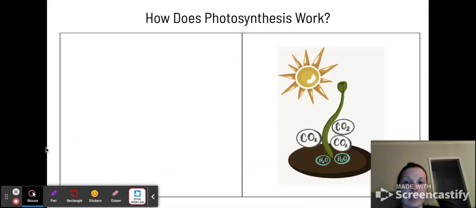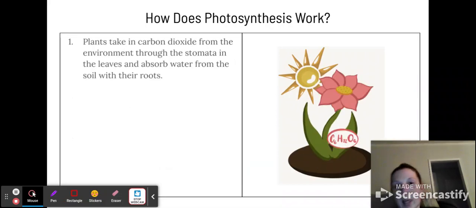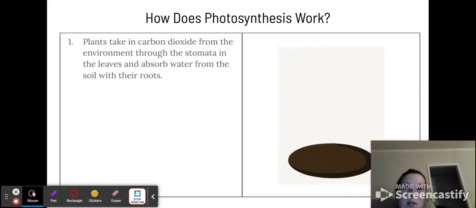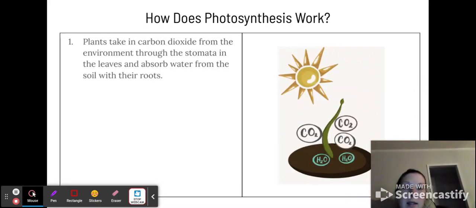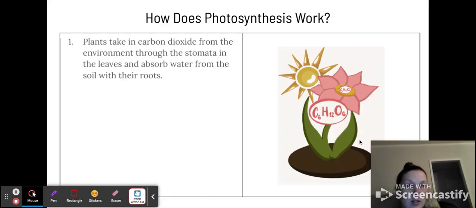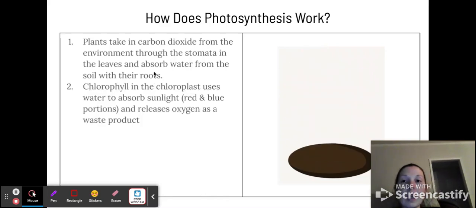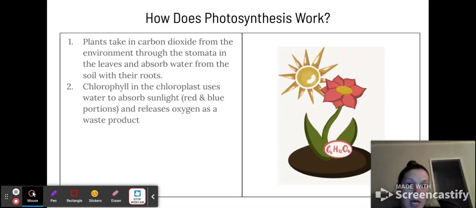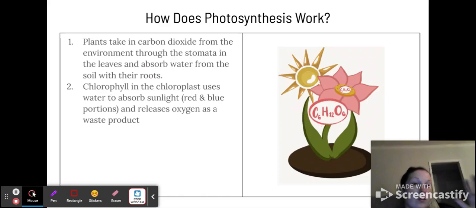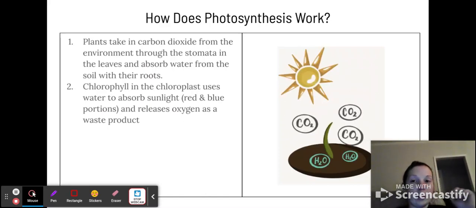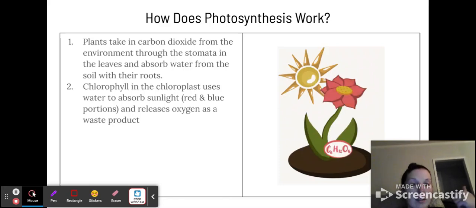So how does photosynthesis work? Plants will take in carbon dioxide from their environment through the stomata in the leaves and absorb water through the soil and the roots. You can see that just in this little GIF here. Chlorophyll in the chloroplast uses water to absorb sunlight, so it'll really focus on those red and blue portions of light energy, and it will release oxygen as a waste product.